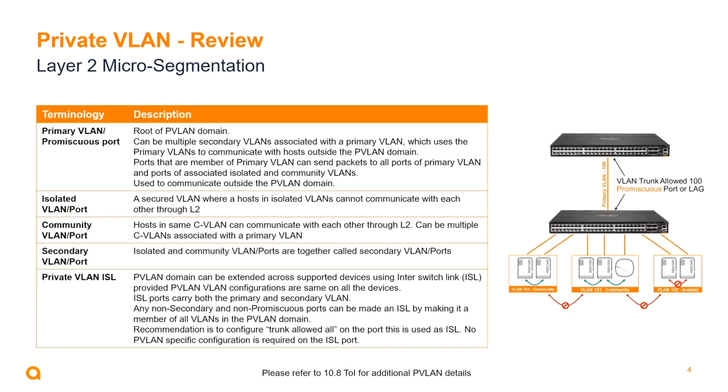When we're looking at PVLAN over our ISL links, the PVLAN domain is going to be extended across the devices using that VSX ISL, provided, of course, that we have the configurations the same on both of the devices. That ISL port can carry both the primary and the secondary VLAN. In fact, the recommendation is to configure that ISL port as a trunk allowed all. And then of course, there are no real additional specific PVLAN configurations required on that ISL port.